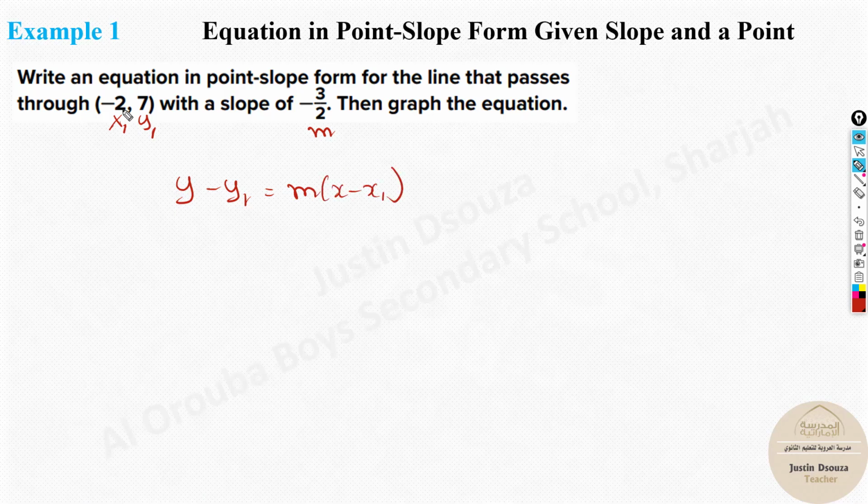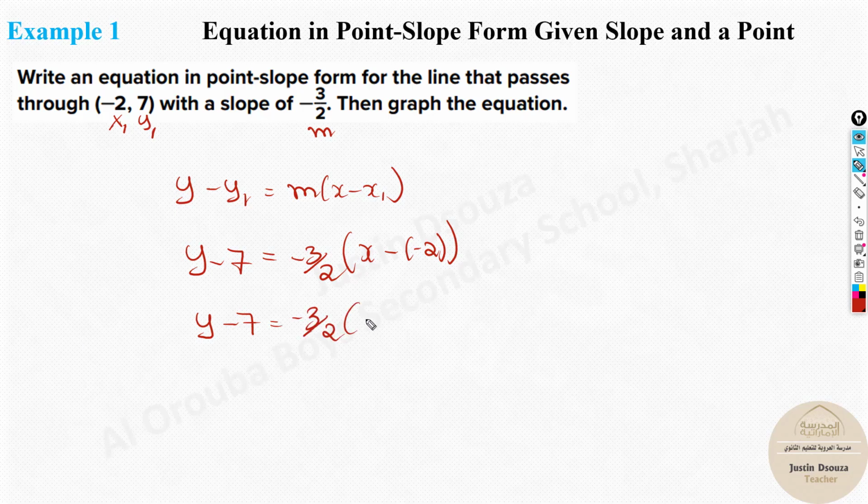And now all you do is substitute. Now first y, what is y1? It's 7. y minus 7 equals, what is m? It is negative 3 by 2 into x minus of minus 2. Okay, this x1 is minus 2, so it's minus of minus 2. Now all you do is y minus 7 equals negative 3 by 2 into x minus and minus becomes plus 2. I hope this is clear. This is just substitution of the values. y is substituted, x is substituted, m is substituted. Here I have just removed the sign and made it plus.